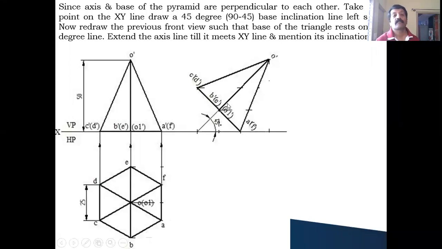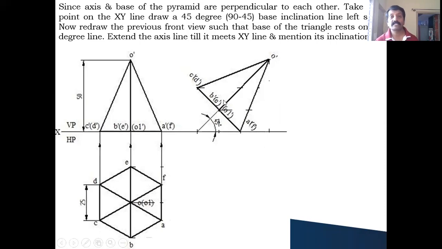After doing this, from the center point of this base, you draw a perpendicular line to this 45 degree base line. You draw a 90 degree line like this. On this 90 degree line, you take the axis height. The axis height is 50 millimeter. You take 50 millimeter and cut it here. That is your vertex or the apex. Now without changing anything, you draw the lines, and the same drawing is redrawn here such that the base comes on this 45 degree line.